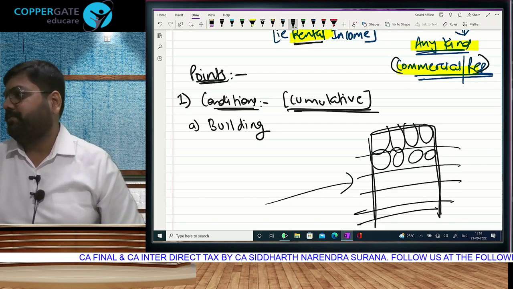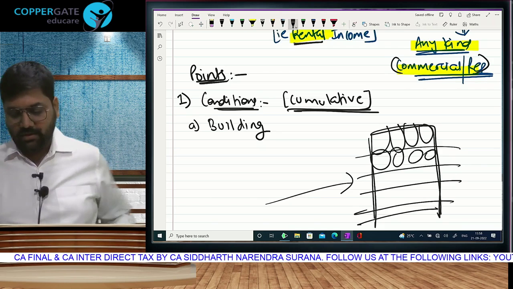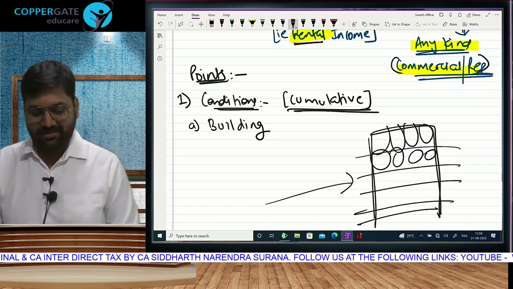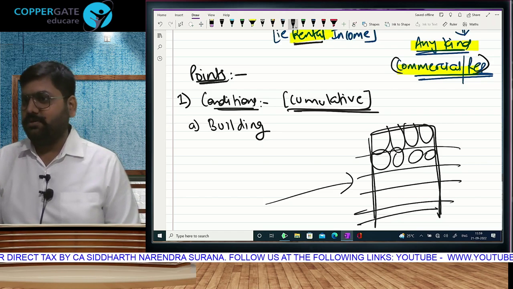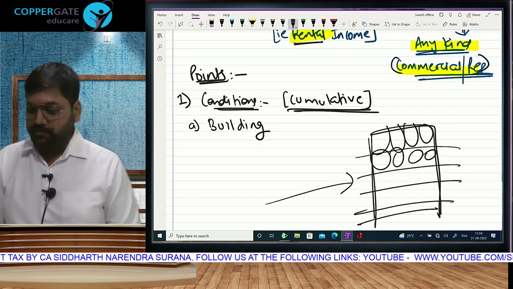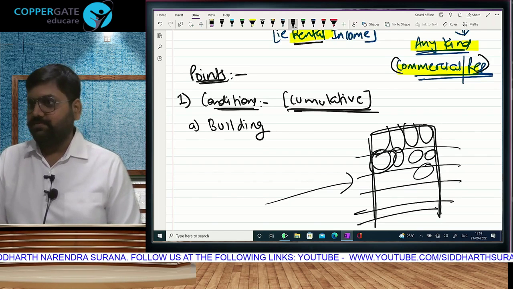Unless it is inheritance, today it is not possible. Okay. Good old days, everything was possible. Now it is not possible. Now maximum what will happen? In one building you purchase one house, one office, something like that.